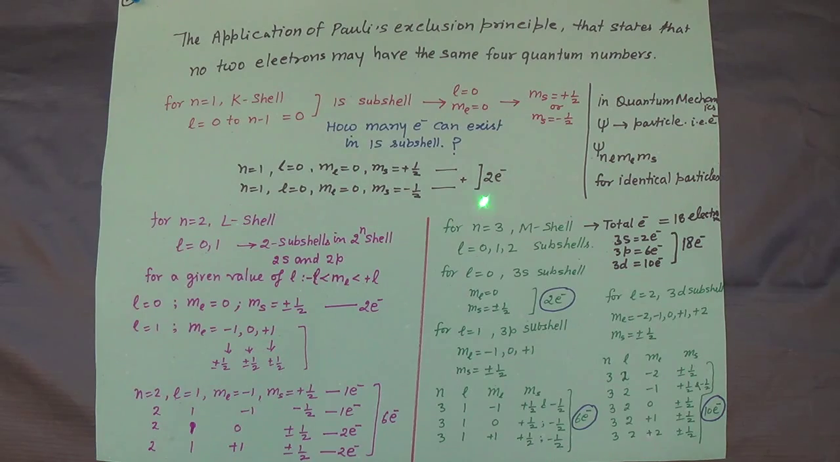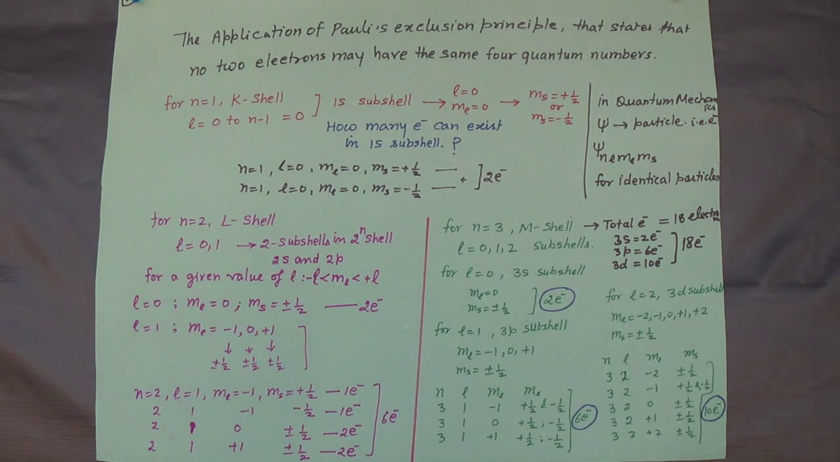So above you have seen here that n is equal to 1, l is equal to 0, ml is equal to 0. There is only one value of ml, but you can see here plus 1 by 2 and minus 1 by 2. So for a given value of ml, there are two possibilities of the electrons. One is with the spin up and second is with the spin down, right? So this is the point.